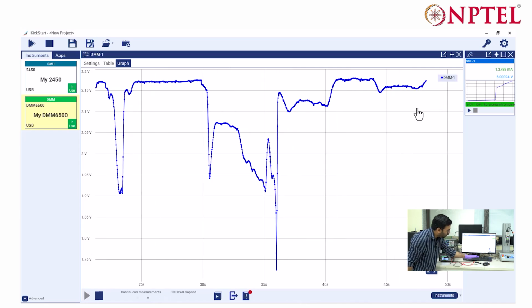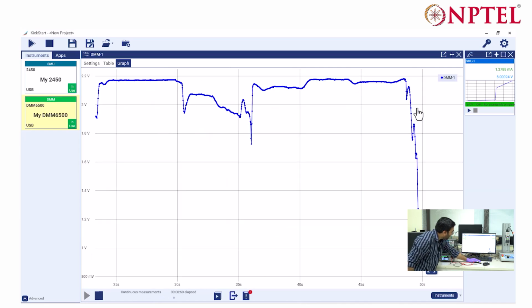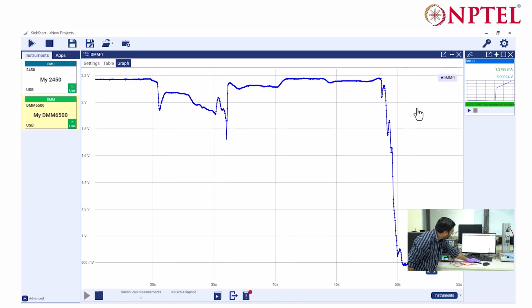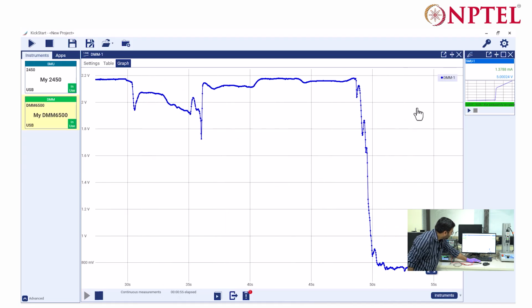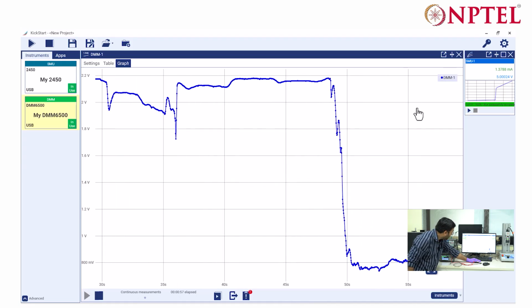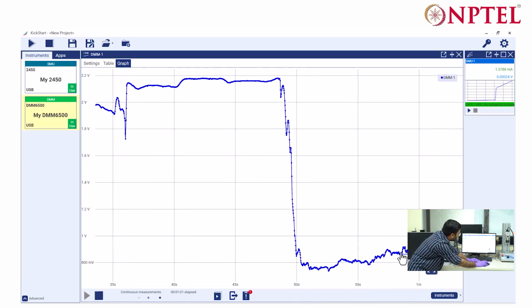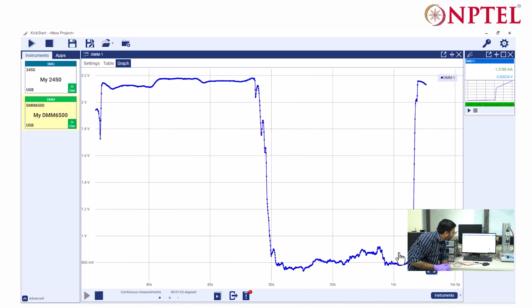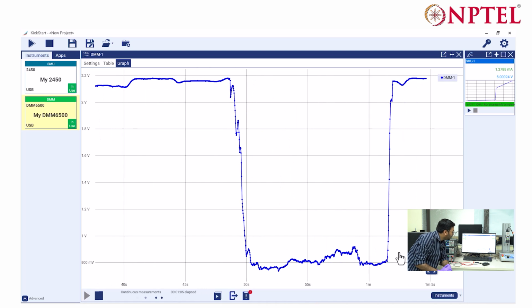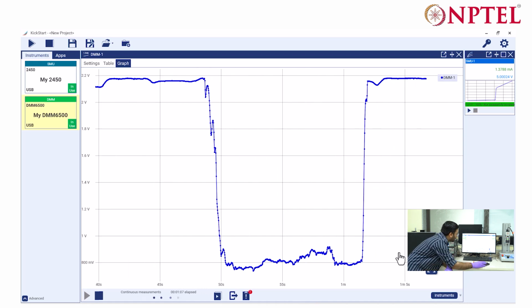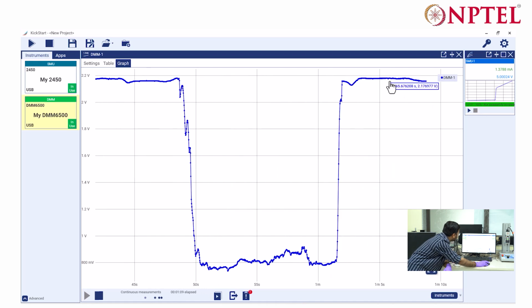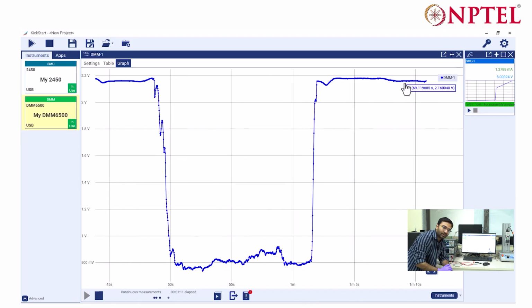I can also cover this with my hand and the voltage will drop drastically. Now it is close to 800 millivolt, you can see over here, and the moment I remove my hand from the top of this solar cell, the voltage is again coming back to around 2.2 volts, right?